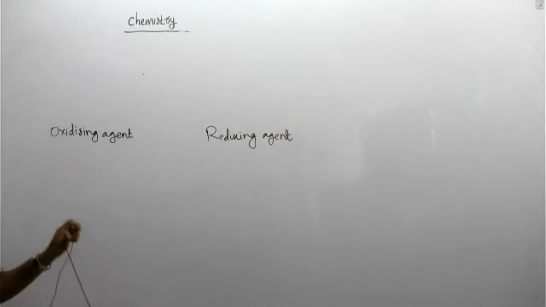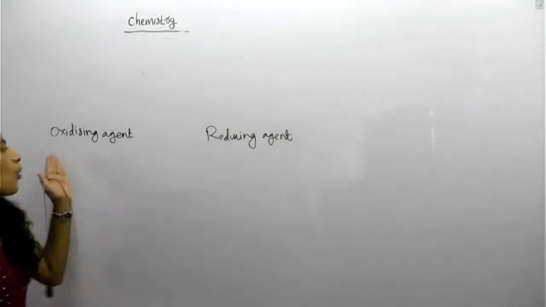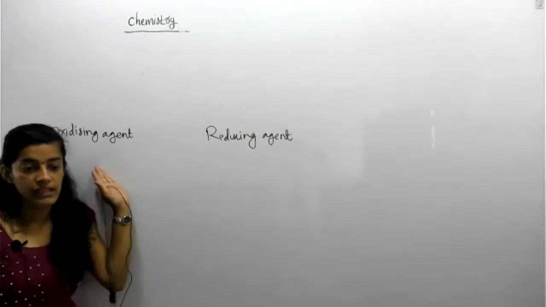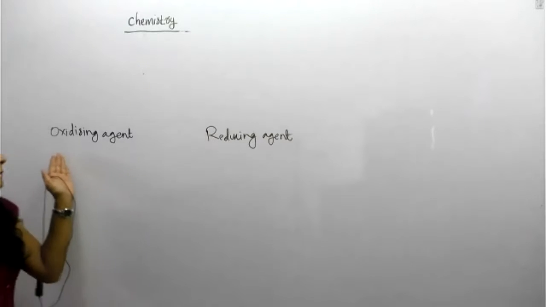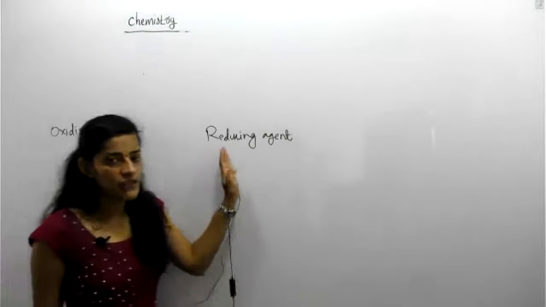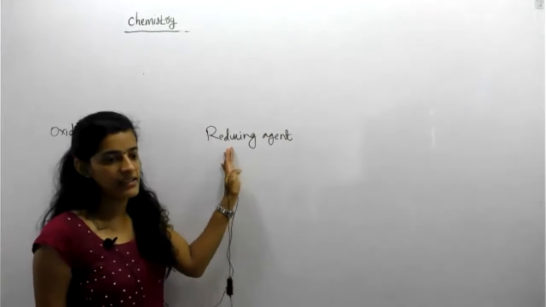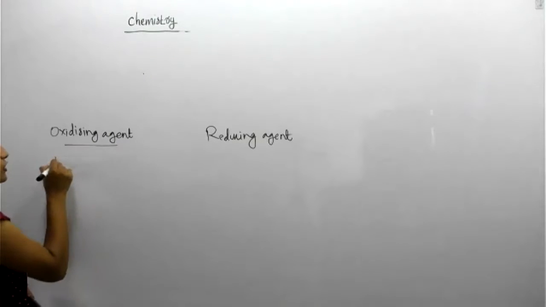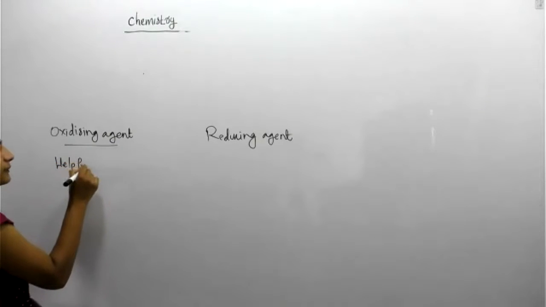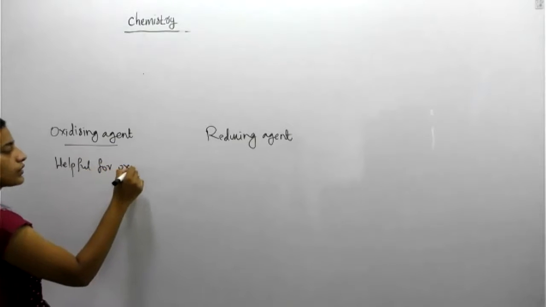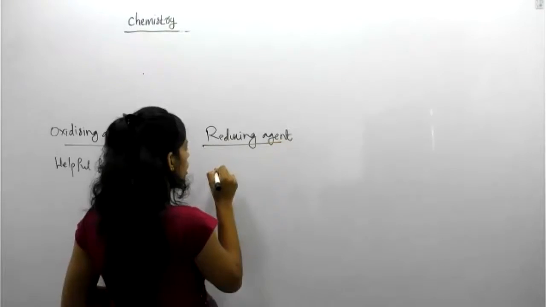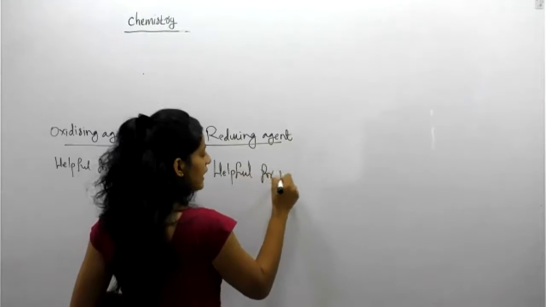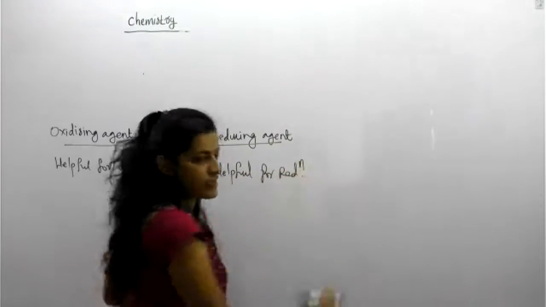An agent which is helpful for oxidation is called what? Oxidizing agent. An agent which is helpful for reduction is called reducing agent. This much only. It is helpful for oxidation here, and here it is helpful for reduction.